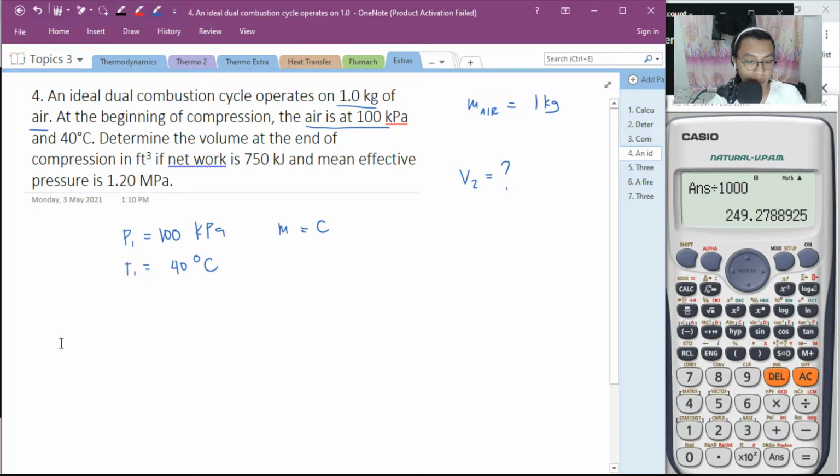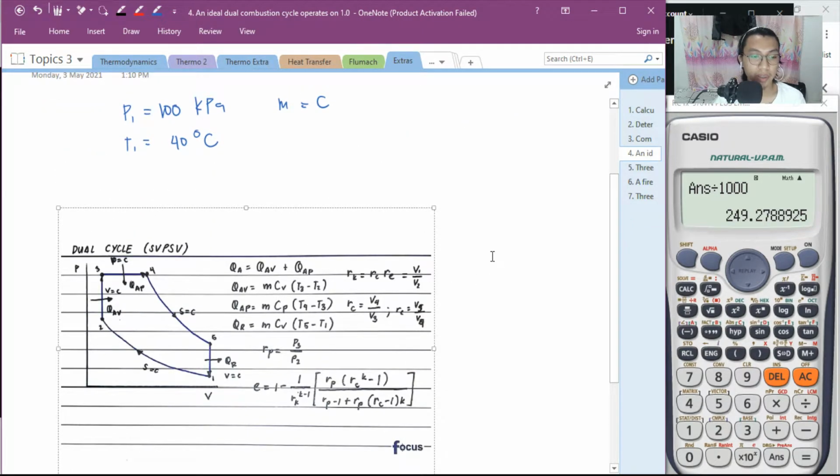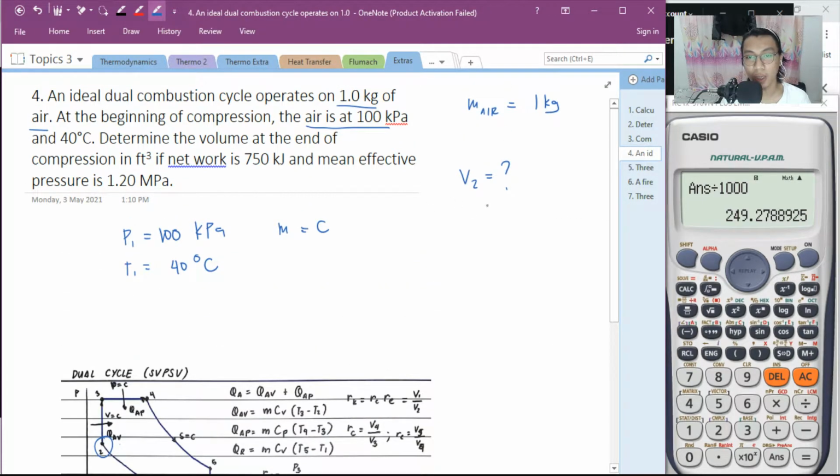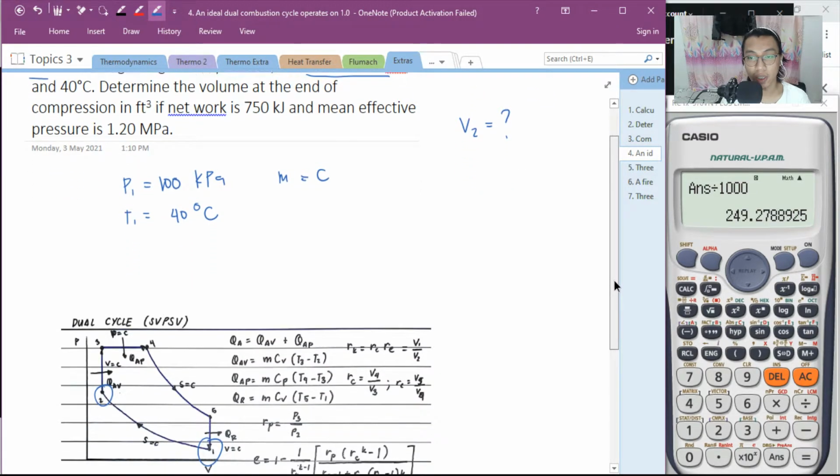Ilagay natin dito. Makikita ninyo, this is the beginning of the compression and this is the end of the compression. Okay? Now, ang hinahanap ninyo dito is V2. Since the process is isentropic, we can get the value of V2. Sir, paano? Meron kang net work.